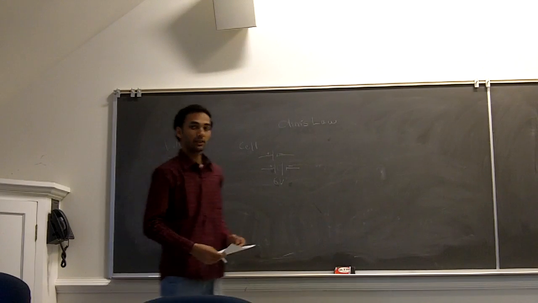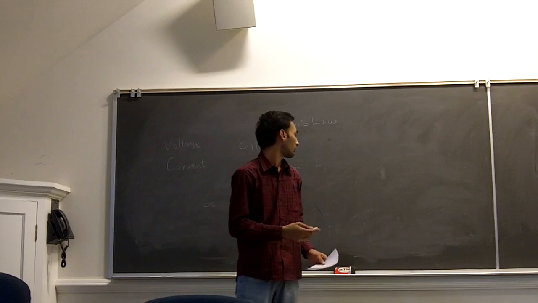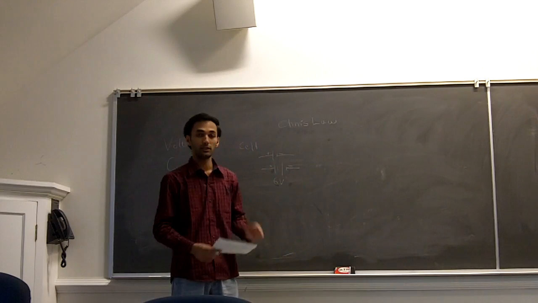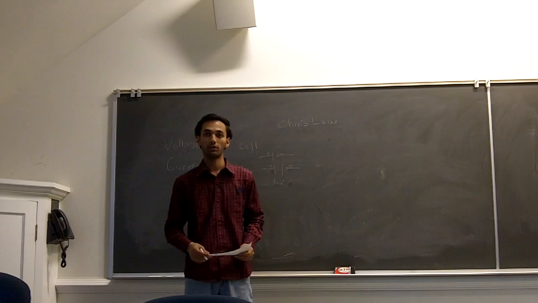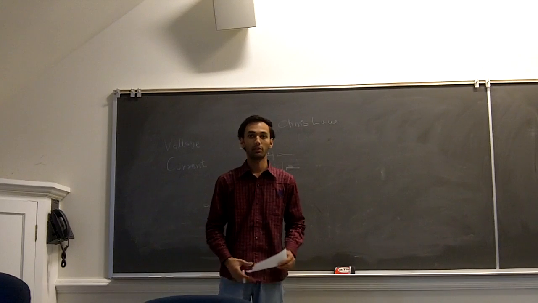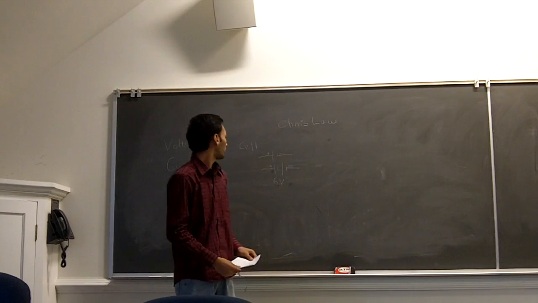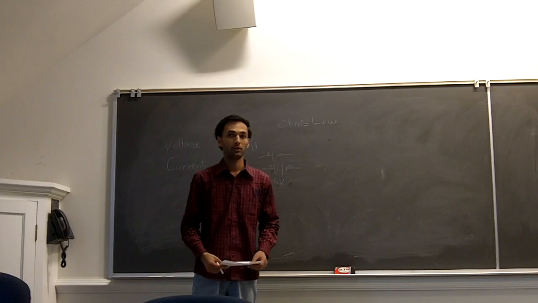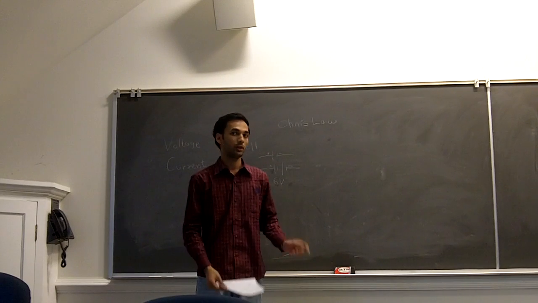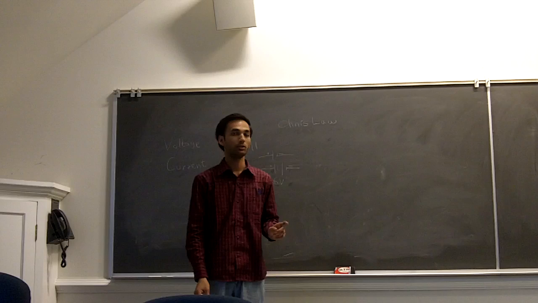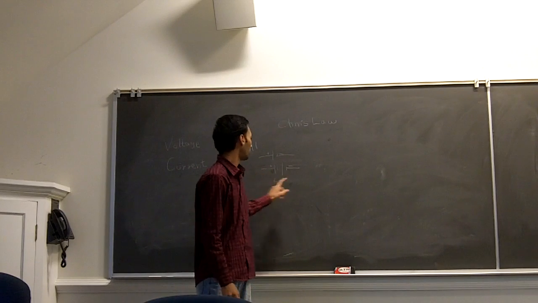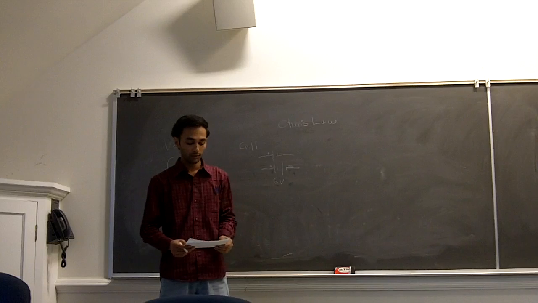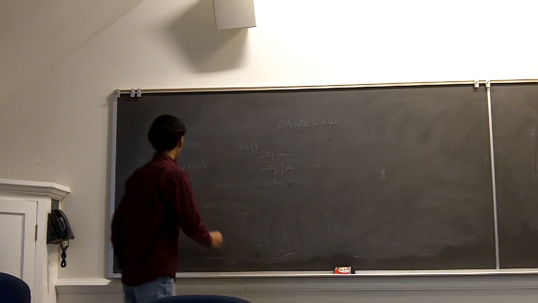Current is nothing but the flow of electrons. As I said, the charge consists of two parts, positive and negative. Positive charge is known as protons and negative charge is known as electrons. The flow of electrons is known as current, and current always flows from positive to negative side. And the third is the resistor.